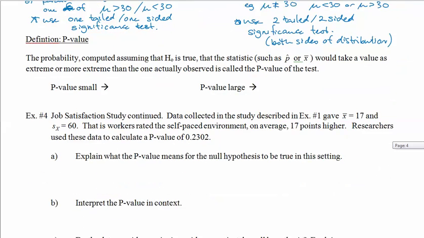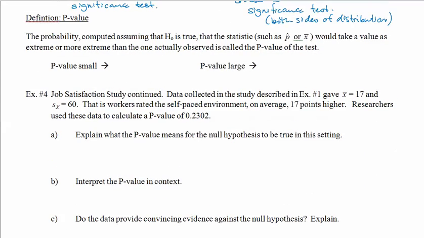So now we're going to define p-value, and it's the probability computed assuming that H0 is true, that the statistic, such as p hat or x bar, would take a value as extreme or more extreme than the one actually observed, and that's what we call the p-value of the test.